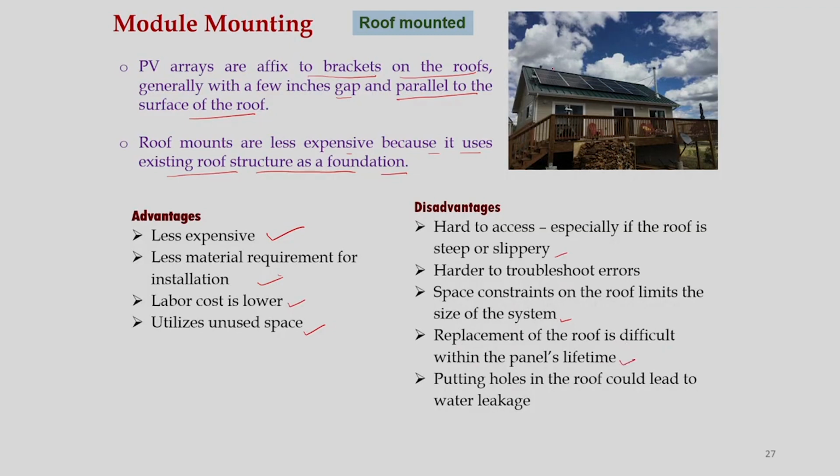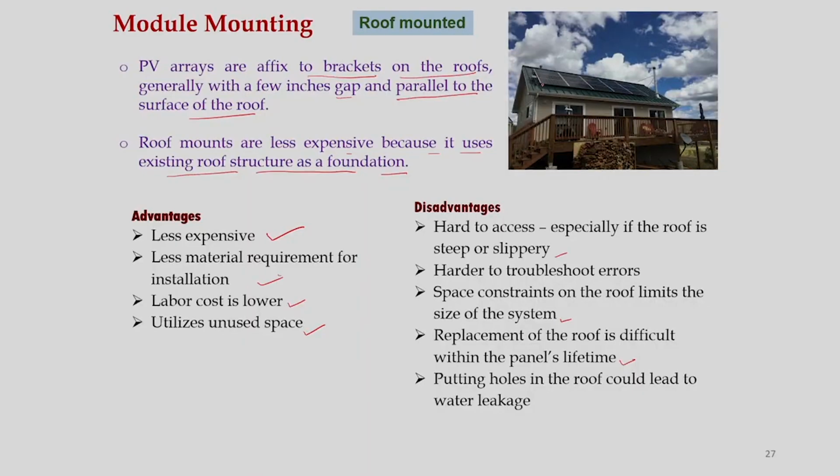Once it is removed, then what happens? There might be many operational difficulties. There might be some kind of holes, and when rain falls water may go in. So, there are many problems. Putting holes in the roof could lead to water leakage. So, these are different problems associated with this kind of roof mounted grid connected system.